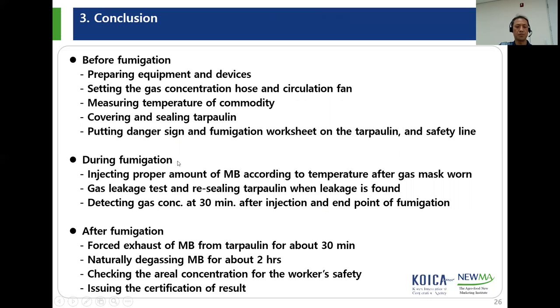During fumigation, a proper amount of methyl bromide should be injected, gas leakage tested, and gas concentration determined at 30 minutes after MB injection and at the end point of fumigation. After fumigation, forced exhaust of methyl bromide from the tarpaulin should be conducted, followed by natural degassing, and the aerial concentration checked to resume work such as unloading. Finally, inspectors are supposed to issue the certification of fumigation result.